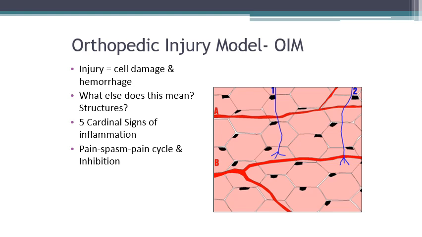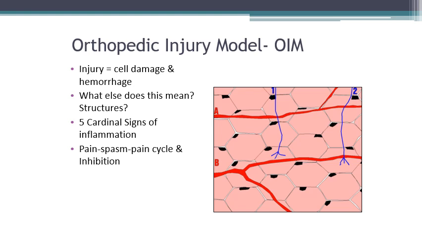Another issue that you're going to be dealing with is the pain, spasm, pain cycle. We know that one of the big things that happens in the early stages is that one of the 5 cardinal signs is pain. Okay, so why do we get pain? Well, we get pain from the actual damage to the tissue. Obviously, there's going to be some damage to the nerve endings as well, and some irritation from the chemicals that get released. It's possible that the swelling that comes into the area is also going to cause pain, because that's going to put pressure on nerve endings and things of that nature.